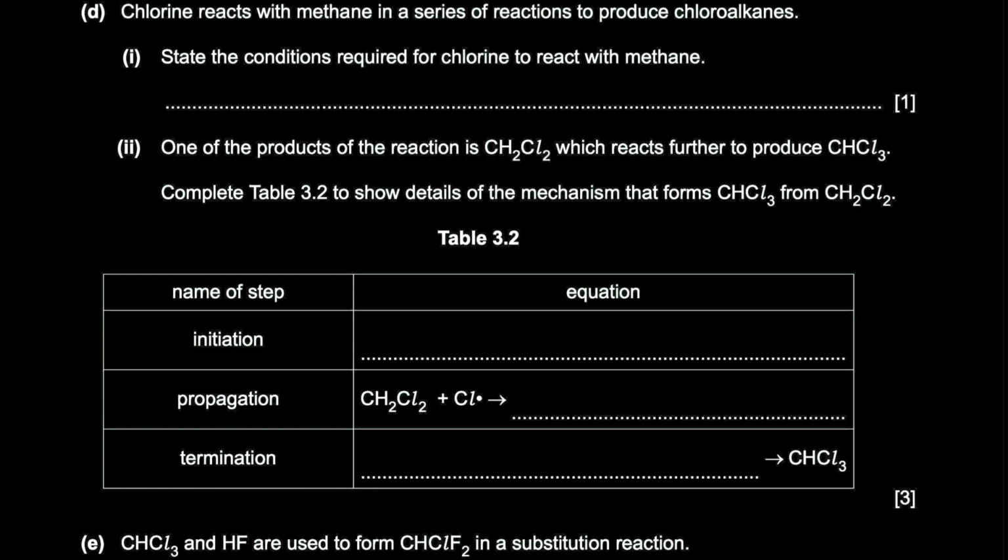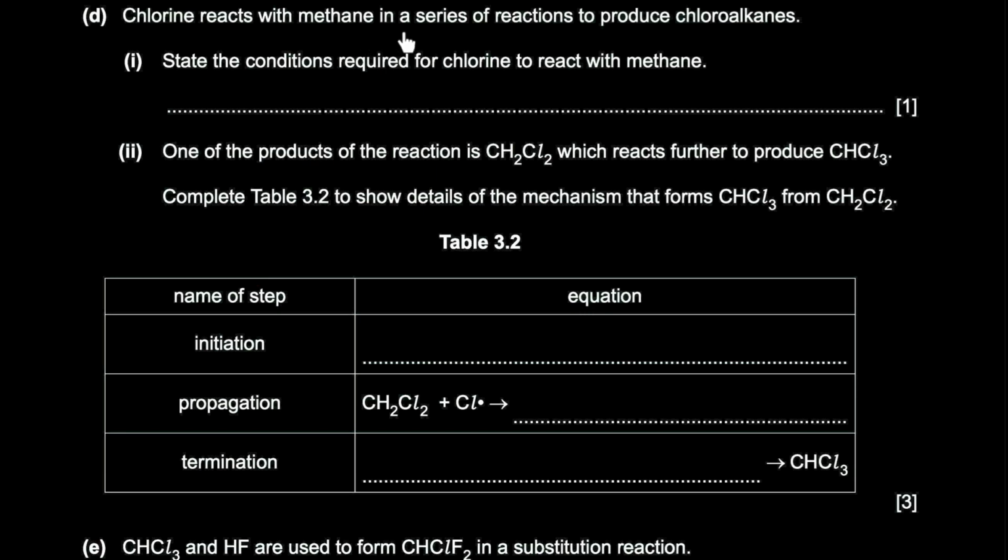The next part says chlorine reacts with methane in a series of reactions to produce chloroalkanes. State the conditions required for chlorine to react with methane. So when chlorine reacts with methane, we have a free radical substitution reaction. This reaction takes place in the presence of UV light, so that's the essential condition for this reaction. One of the products of the reaction is dichloromethane, which reacts further to produce CHCl3.